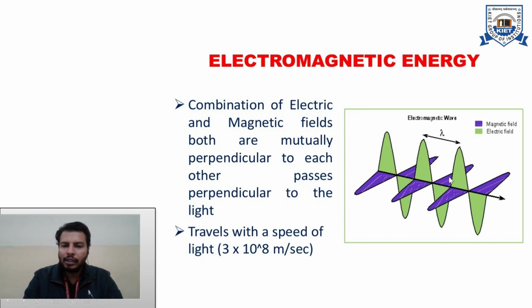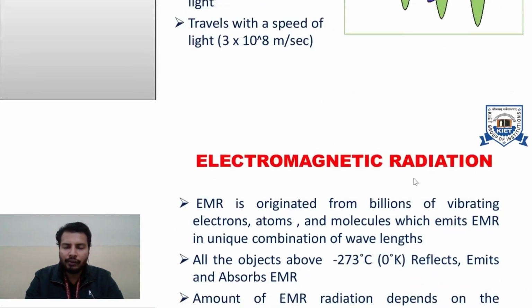You can see here that there are two fields. The green color shows the electric field, and the blue color shows the magnetic field, and this is the wavelength of these waves. Both of these fields are at orthogonal directions, or at 90 degrees to each other.